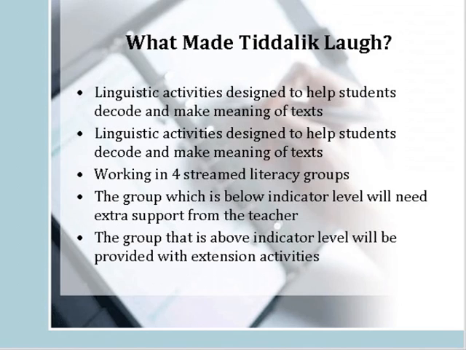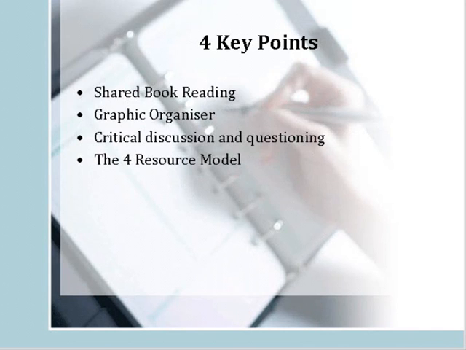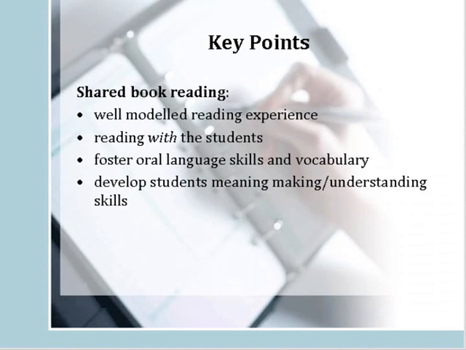To cater for diversity and to create an inclusive classroom, students within the class have been working in 4 streamed literacy groups. This enables students to work to their best abilities at their own paces. The group which is below indicator level will need extra support from the teacher, while the group who is above indicator level will be provided with extension activities. The 4 key points from the chapter: shared book reading, graphic organisers, critical discussion and questioning, and the 4 resource model. Okay. So shared book reading.